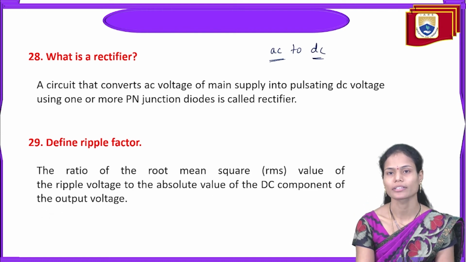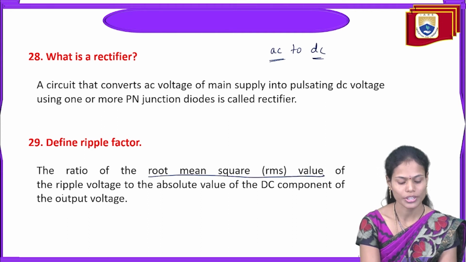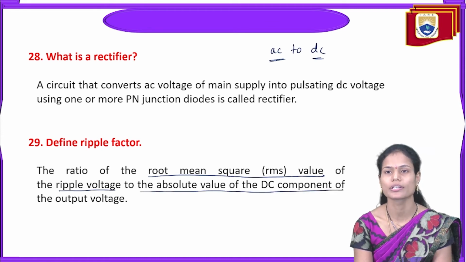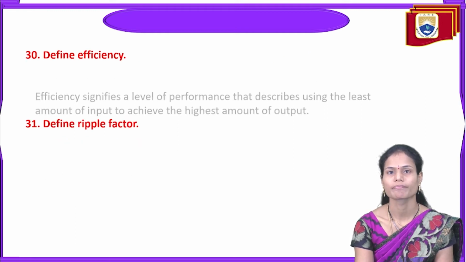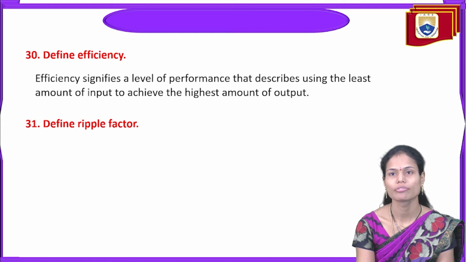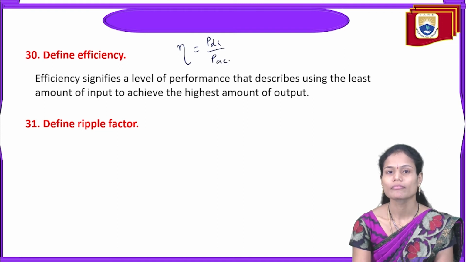Next, define ripple factor. Ripple factor is the ratio of the root mean square value, the RMS value, of the ripple voltage to the absolute value of the DC component of the output voltage. That is, the RMS value to the average value indicates the ripple factor of the rectifier. Next, define efficiency. Efficiency generally indicates the ratio of output to input. In this case, it is the ratio of output power to the input power in the case of a rectifier circuit.